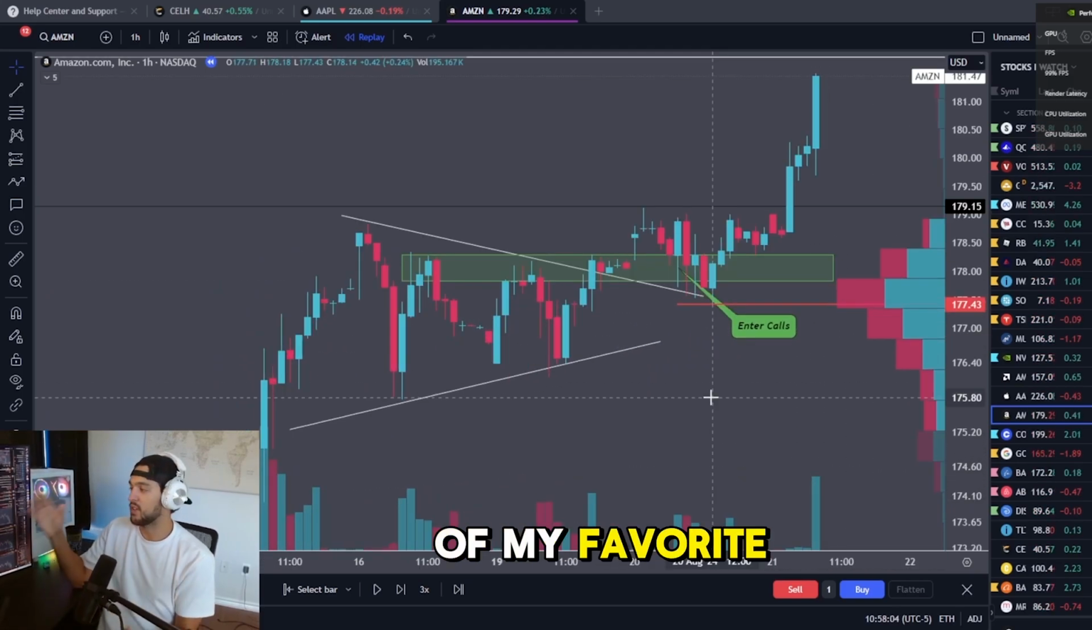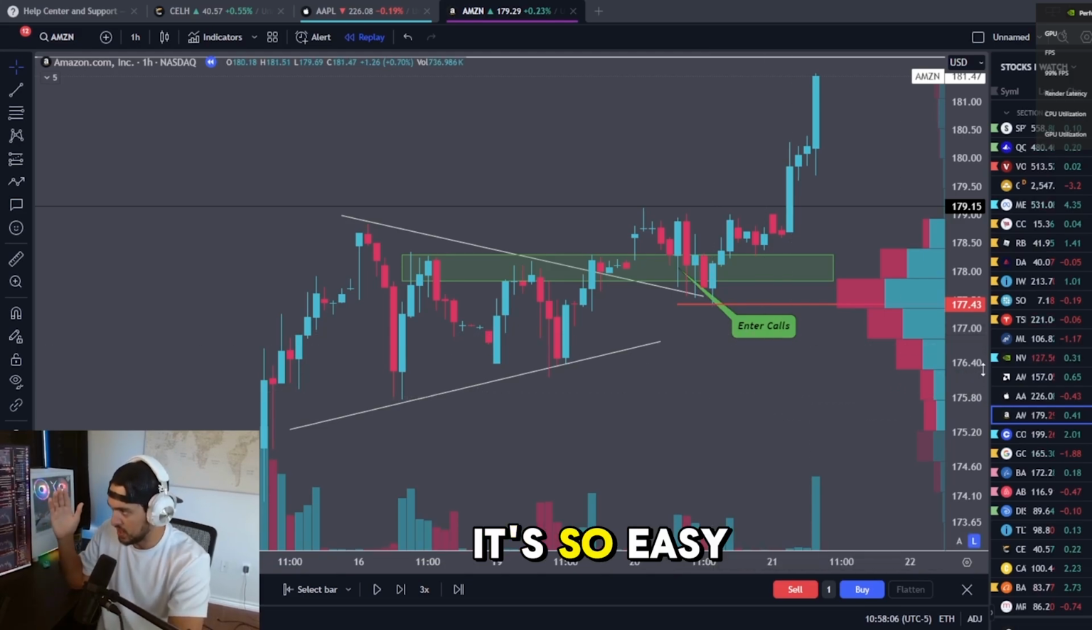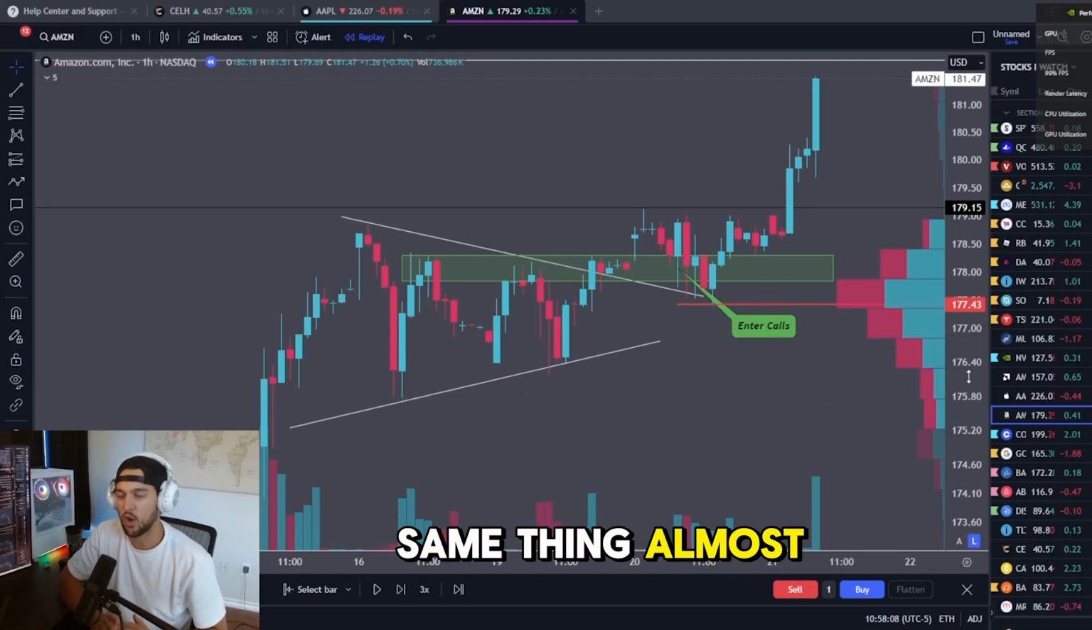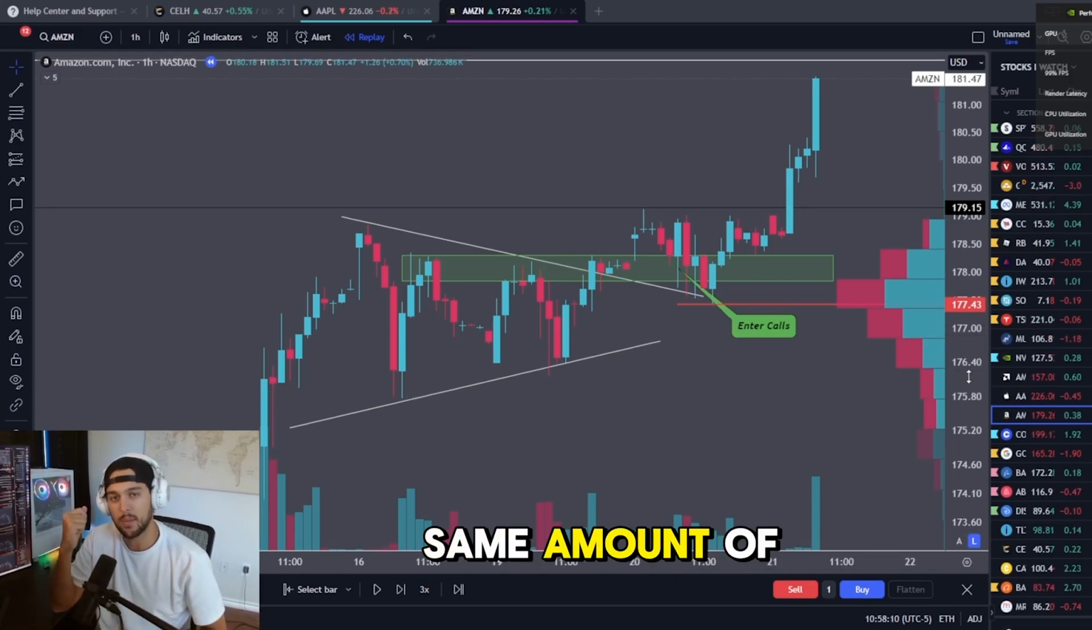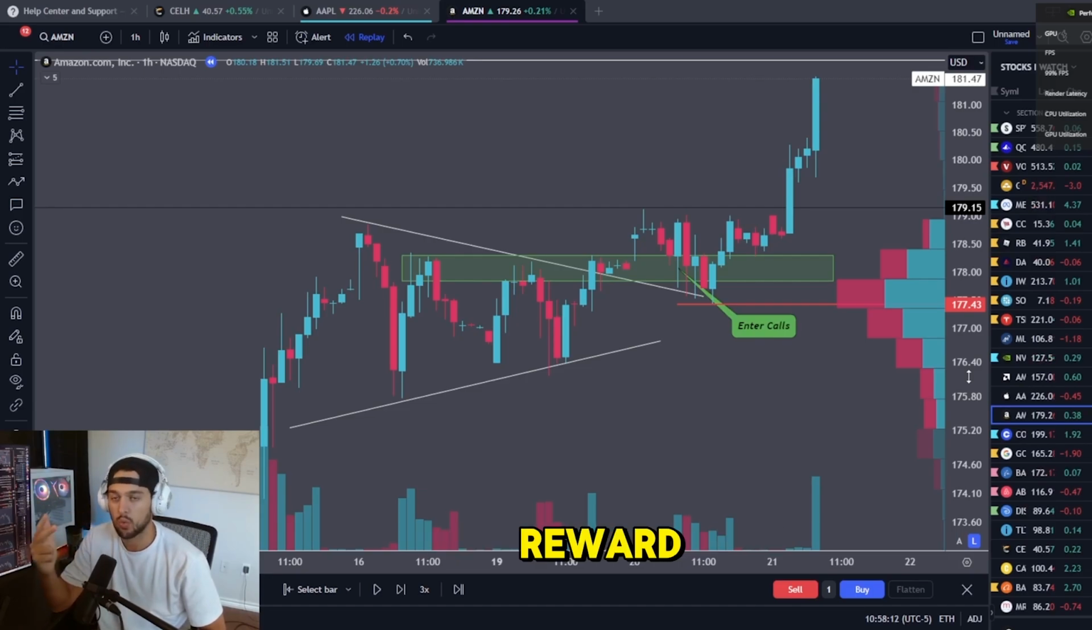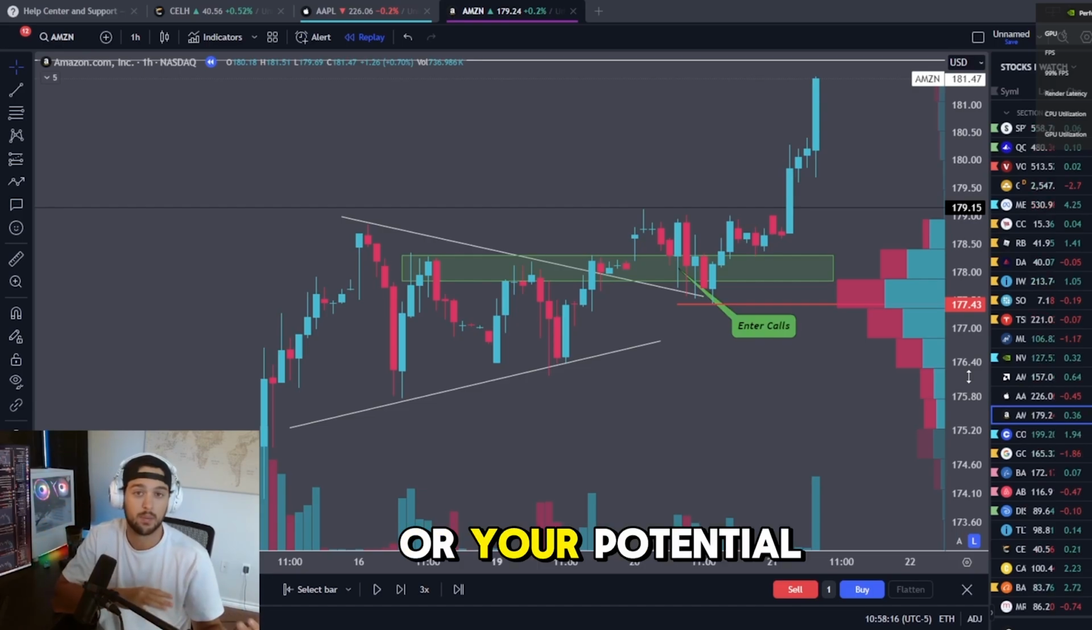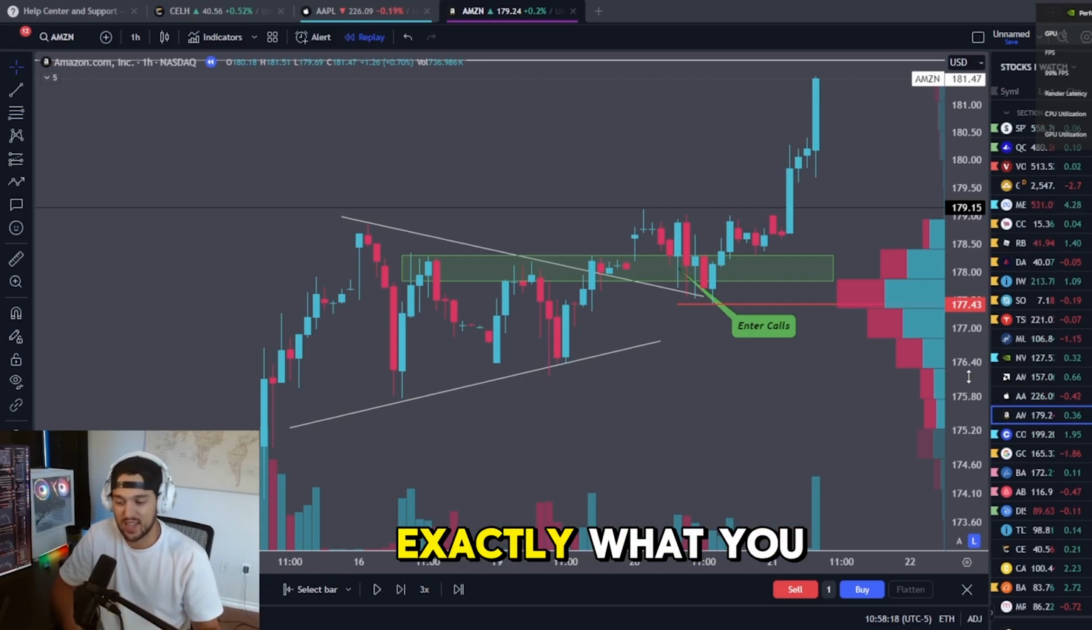But yeah, this is one of my favorite chart setups because it's so easy to play, and it's the same thing almost every time. You have the same amount of risk, you have the same amount of reward, and your risk is a lot smaller than your potential reward. And that's exactly what you want.